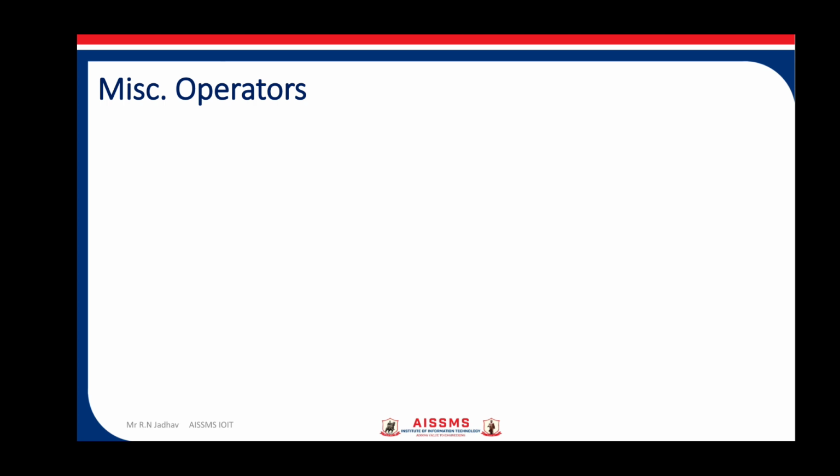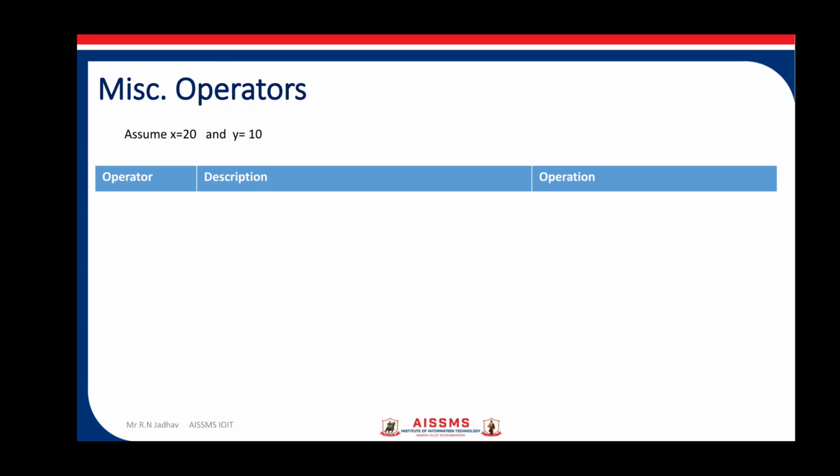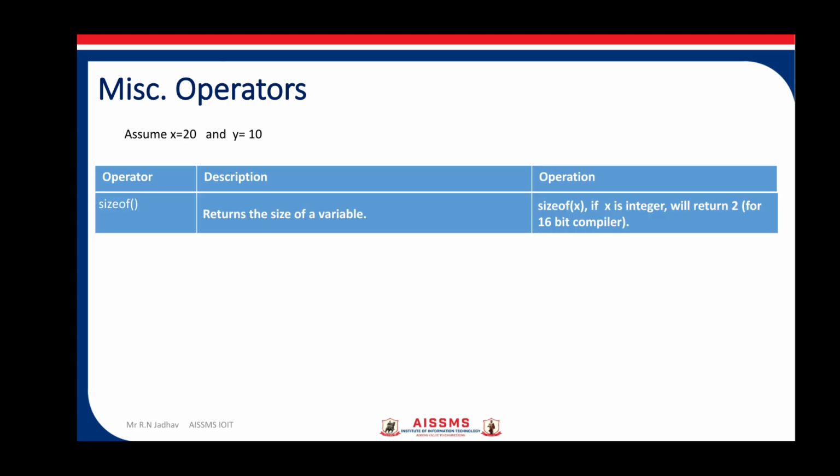Next is miscellaneous operators. Some of the miscellaneous operators which are available with C is sizeof. This operator will return the size of a variable. Here, suppose x is an integer variable, then sizeof x will return 2. Again, it is for a 16-bit compiler, because for 16-bit compilers an integer will take 2 bytes in memory.